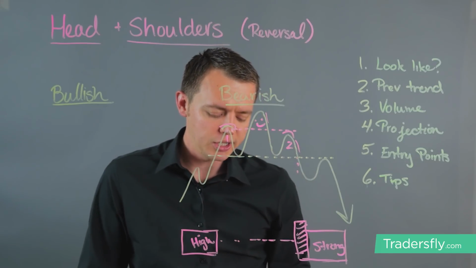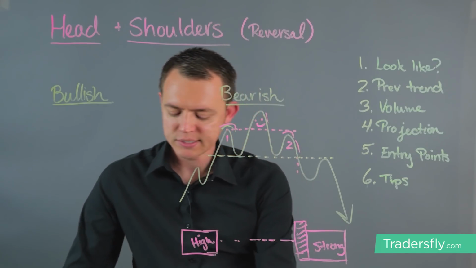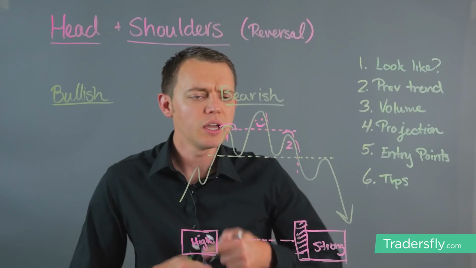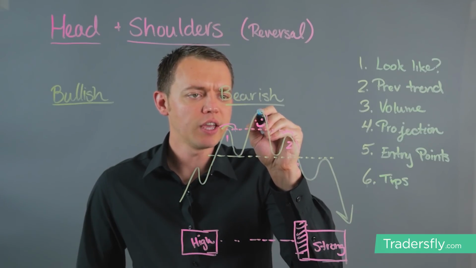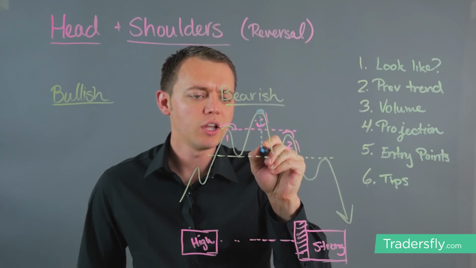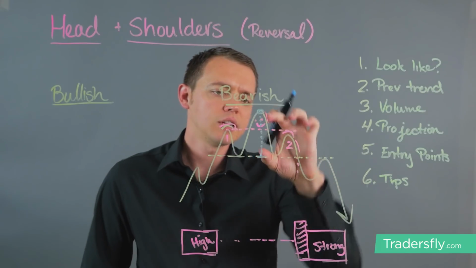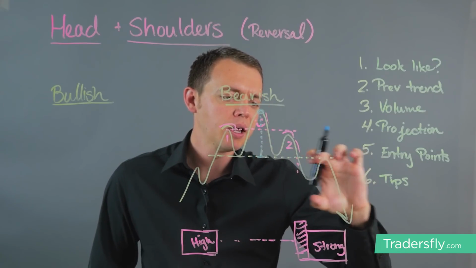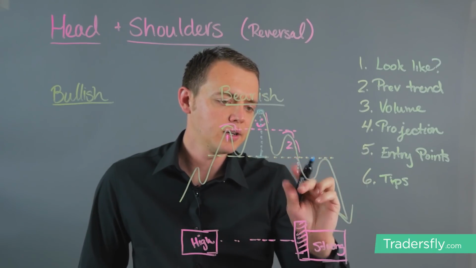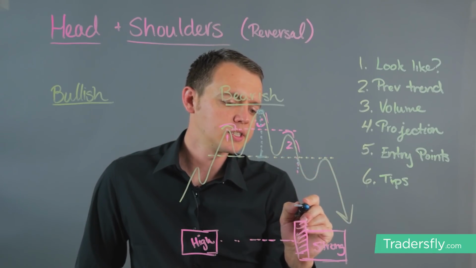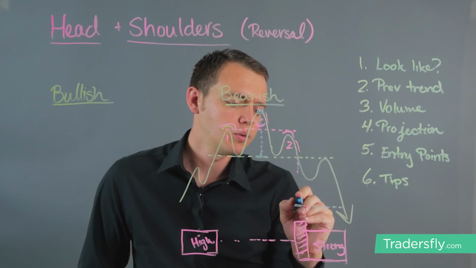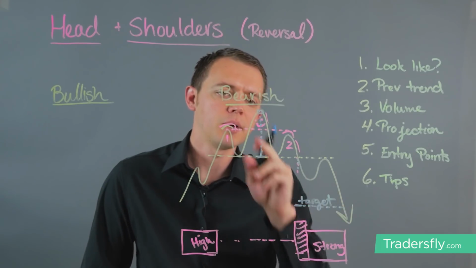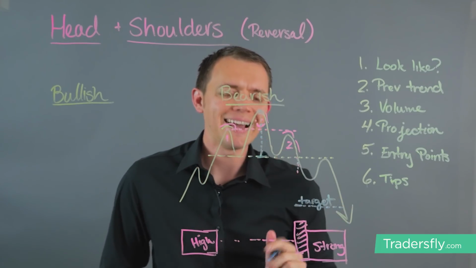Your projection, and kind of the goal of this pattern as far as the distance goes, is that if you take from the head here, draw a line down to that neckline, looking at it this way, you're going to do about the same from the neckline all the way down to this level. So your target will be about the same distance from the top of the head to the neckline.